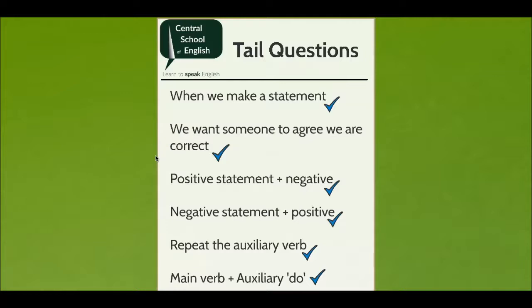We learned that when we say a positive statement, the tail question is negative. And when we make a negative statement, the tail question is positive. We also learned that we must repeat the auxiliary verb used in the statement. Finally, we learned that with main verbs, we use the auxiliary verb do.